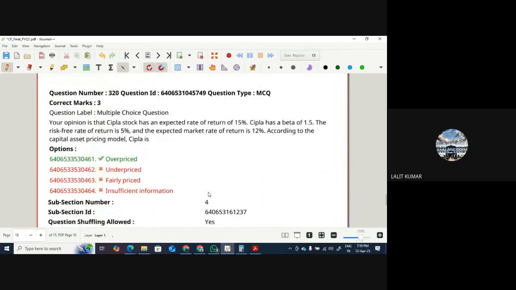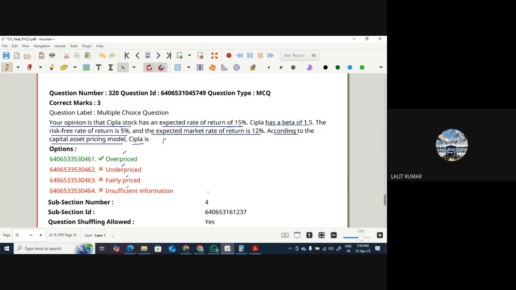Then the next question, on your opinion, which is about alpha. Your opinion is that Cipla stock has an expected rate of return of 15%. Cipla has a beta of 1.5. The risk-free rate of return is 5%, and the expected market rate of return is 12%. According to the capital asset pricing model (CAPM), is Cipla underpriced, overpriced, fairly priced, or is there insufficient information? So, how do we approach this question?